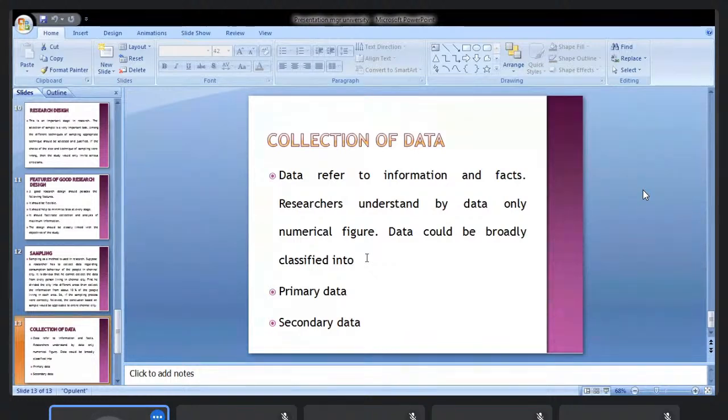Coming to the research side, you have to collect n number of data related to your research study. Whatever your research study is, you have to collect data accordingly. Irrelevant information, don't collect it. Your study, you're going to do this topic, related to that topic you collect many data. Past, present, you're going to analyze the past and present, and you're going to give your findings for that. So data refers to information and facts. Researchers understand by data only the numerical figures. Data will be a numerical figure. Data could be classified into primary data and secondary data. Can anyone tell me what is primary data and secondary data?